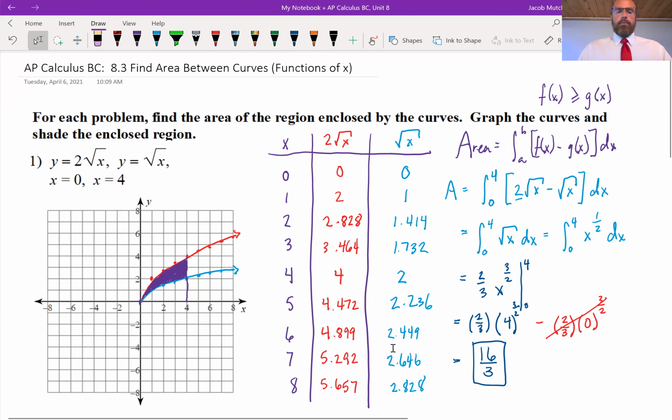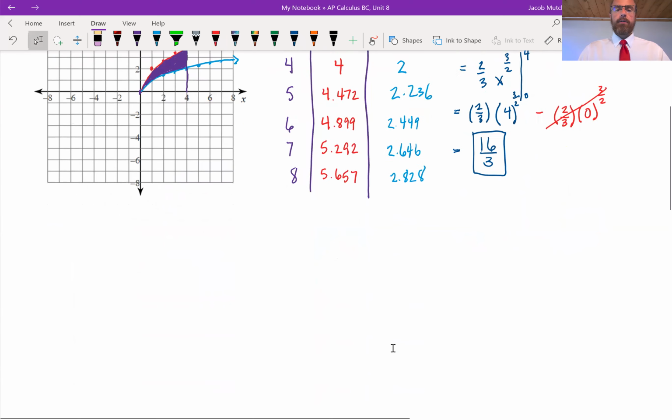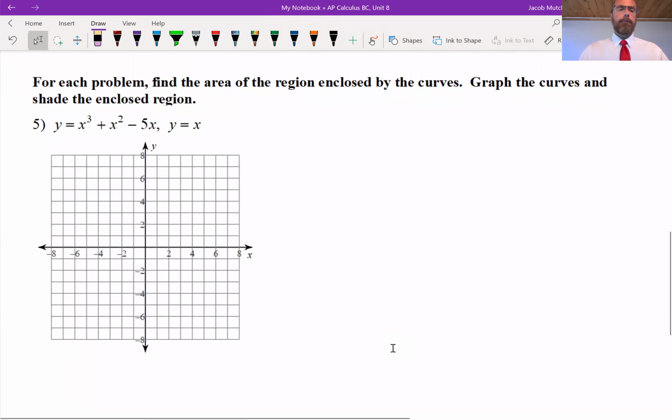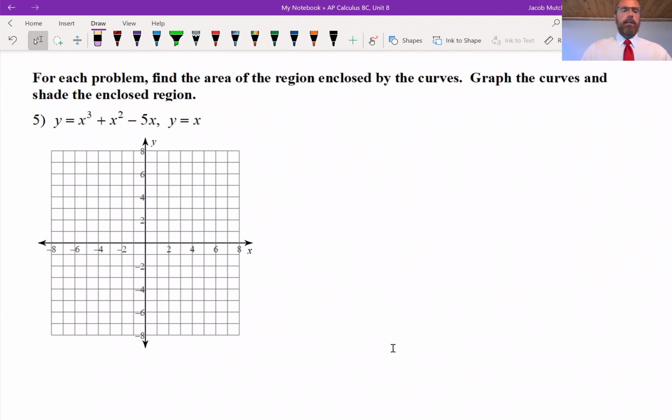So for this example, we just had one point of intersection between my two functions. Let's take a look at another example where I see something a little different. So here I've got y equals x cubed plus x squared minus 5x. So a nice cubic function. So I'm expecting that one arm of this function is going to be headed towards negative infinity, one arm towards positive infinity. My second function is the identity line, y equals x.